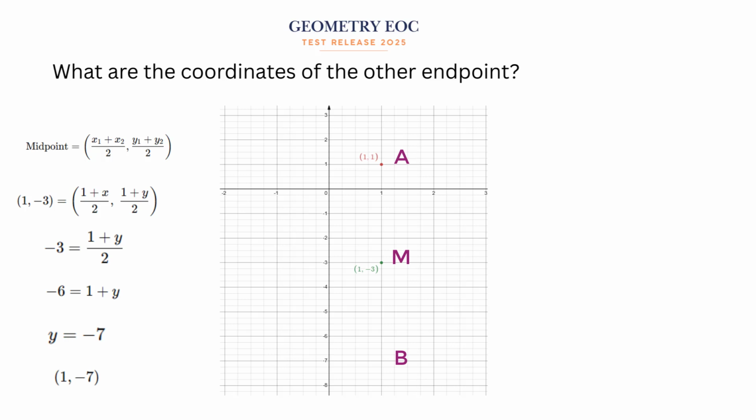And here's a quick check. The x values stayed the same, which tells us this is a vertical line. The y values are evenly spaced around -3. You can also verify your answer by plugging your x and y values back into the midpoint formula and checking that you get (1, -3). That way, you're not just solving, you're confirming your answer is correct.